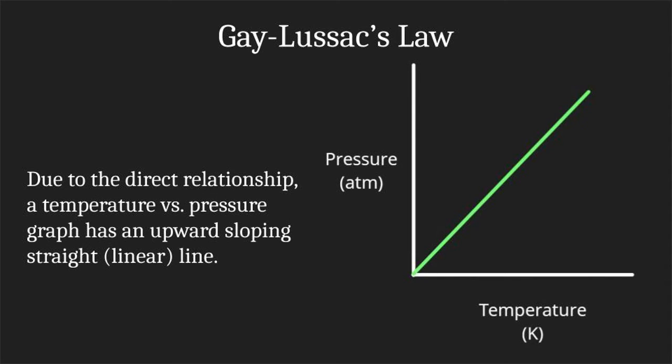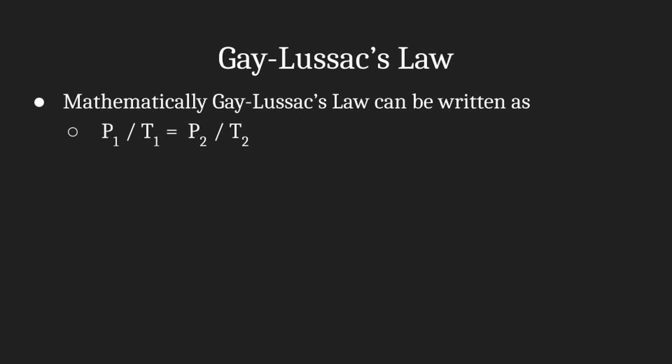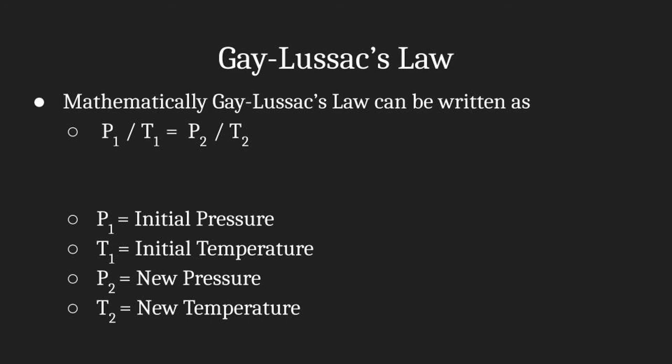The last thing we should talk about before we get into the mathematical part of this is that since there is a direct relationship, a graph of temperature versus pressure will yield an upward sloping straight or linear line. Lastly, Gay-Lussac's law can be mathematically written as P1 over T1 equals P2 divided by T2, where P1 is the initial pressure, T1 is the initial temperature, P2 is the new pressure, and T2 is the new temperature. So his law states that the initial pressure divided by the initial temperature is equal to the new pressure over the new temperature. Now, let's try some examples with this.